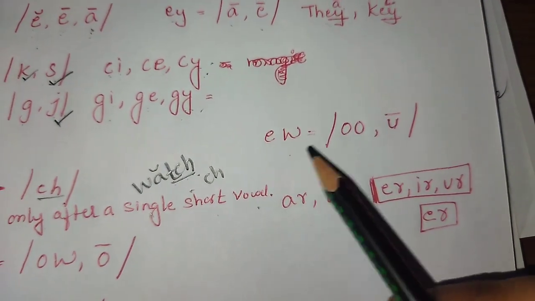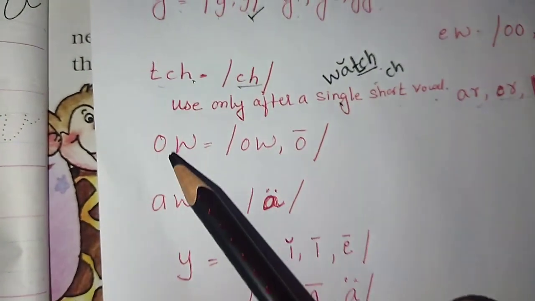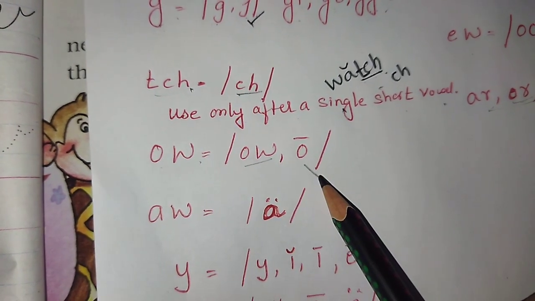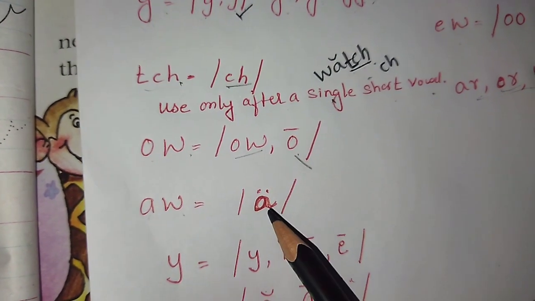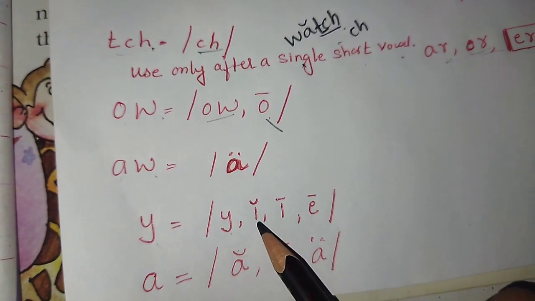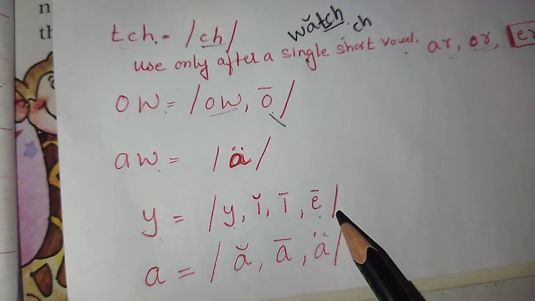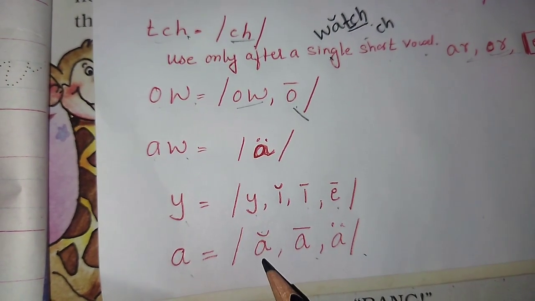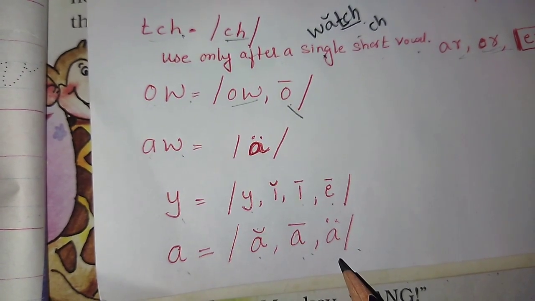EW has two sounds, long U and U. OW has two sounds, OW and long O. AW says the aw sound. Letter Y has four sounds. I will explain when you come across the words in the textbook. Letter A has three sounds: short A sound, long A sound, and broad A sound.